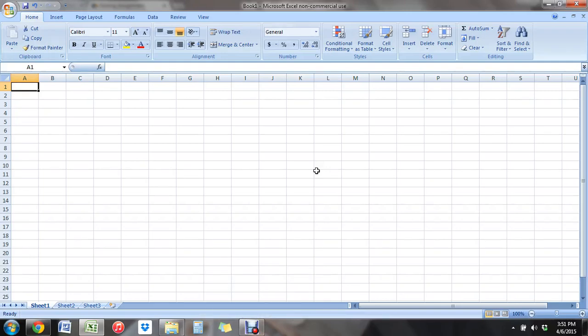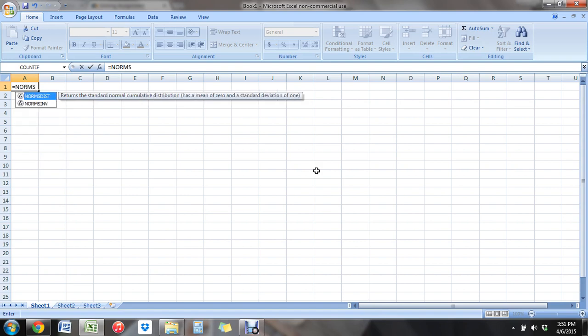I'm going to show you how to find the area underneath a standard normal distribution curve using Excel. Excel has a built-in function. It's called NORMSDIST. So it does have an S in the middle, don't forget that, because there is a function without the S in the middle that does something different.